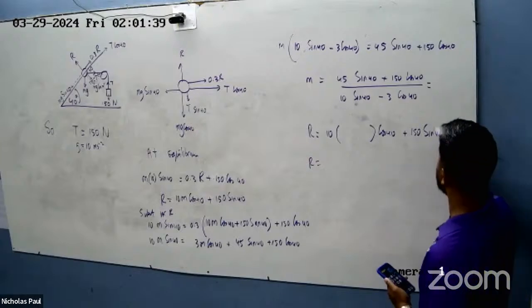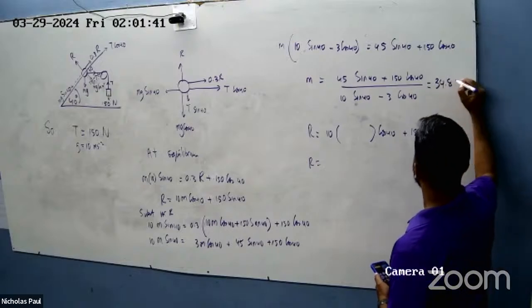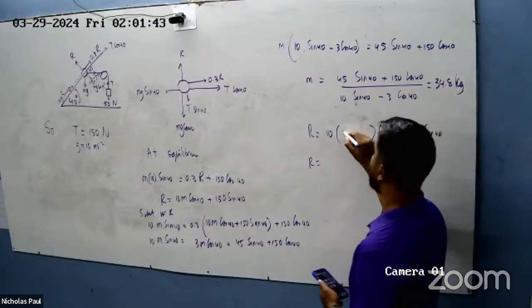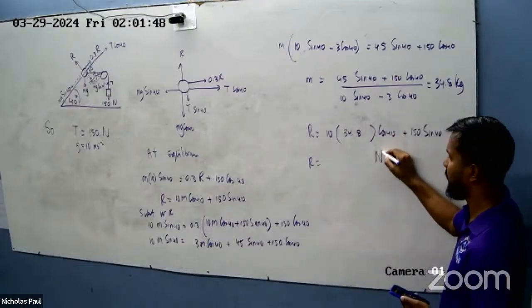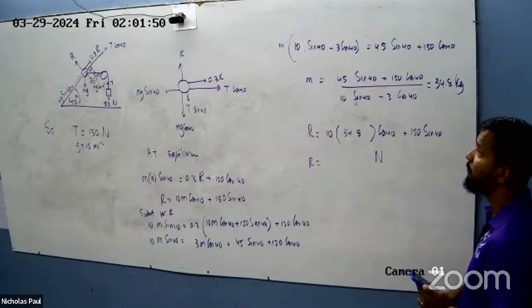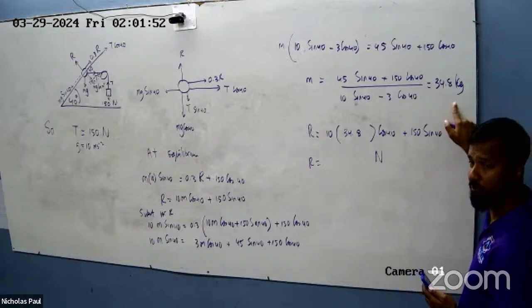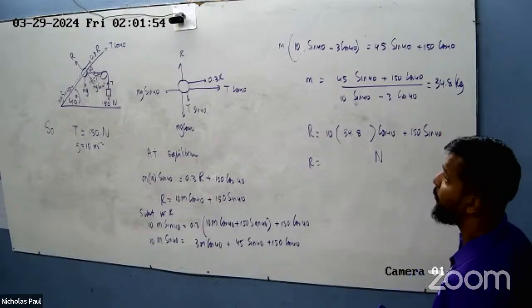For the mass, 34.8 kilograms, and then solve for R. Anybody get this online when you solve? 34.8 when you solve it.